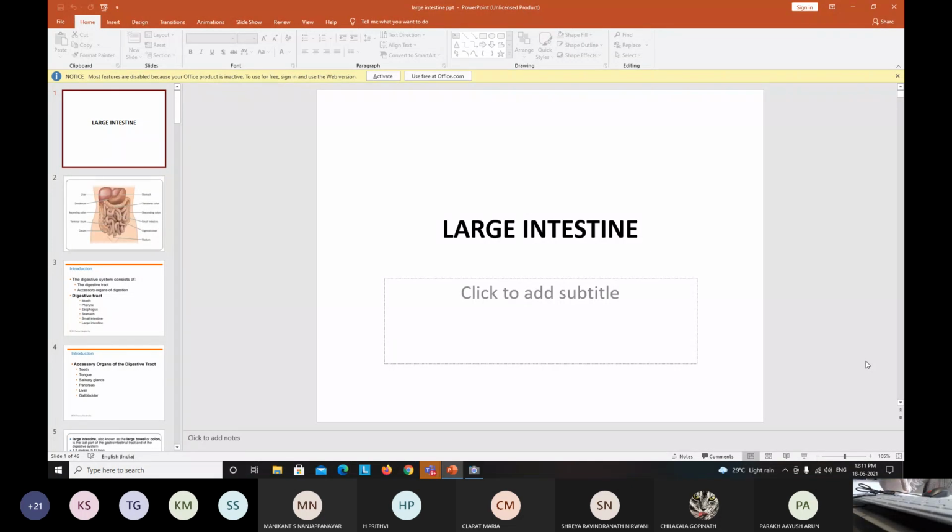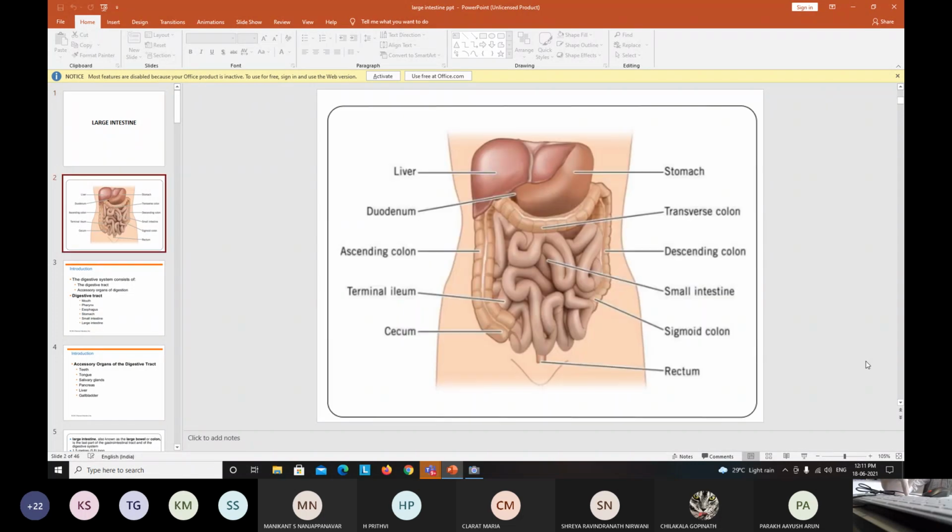You will come to know about the large intestine. As you know, there are different quadrants of the abdomen, nine regions, where different viscera are located. Last class you studied the small intestine. This is the small intestine, and this is the location of the large intestine.